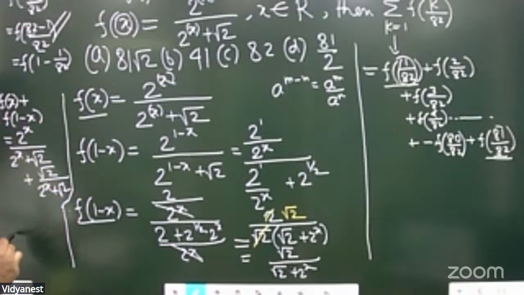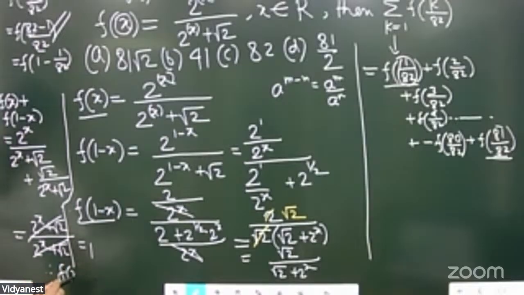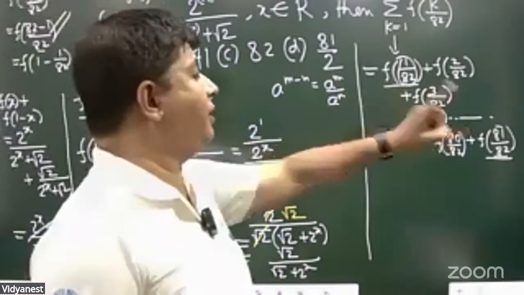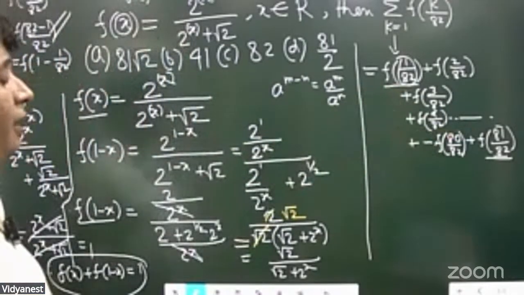So if I add, what will you get? The numerator and denominator get cancelled, giving 1. So we have got f(x) plus f(1 minus x) is equal to 1. Could you follow this? Yes, sir. Now how will that result play an important role here?